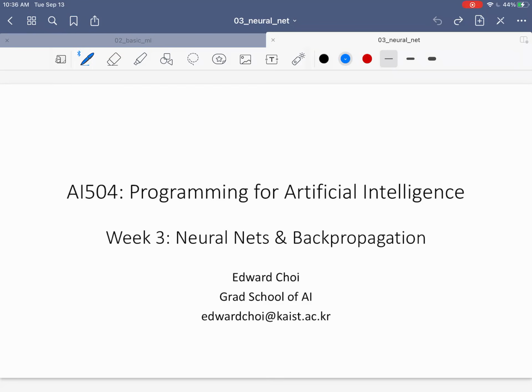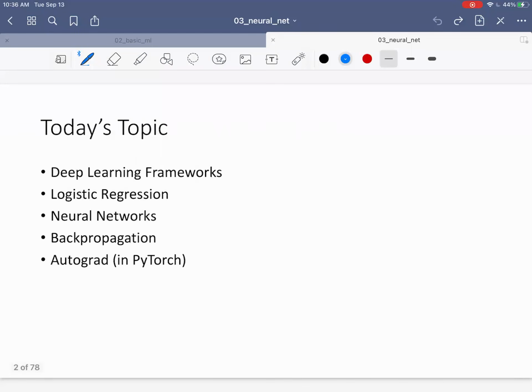And now, since we've covered the basic ML, we're going to dive into the world of neural networks. So this week, today, we're going to talk about basic neural networks and the backpropagation algorithm. And starting next week, we'll be looking at one model at a time, starting from autoencoder, then variational autoencoder, GANs and CNNs and whatnot. All right, so today's topic, deep learning frameworks.